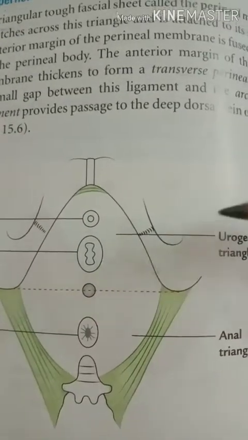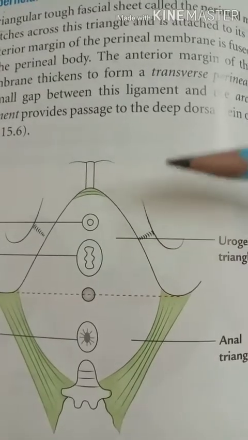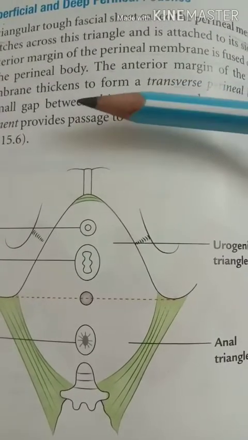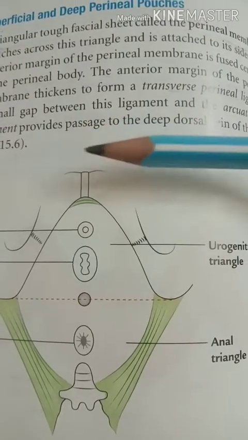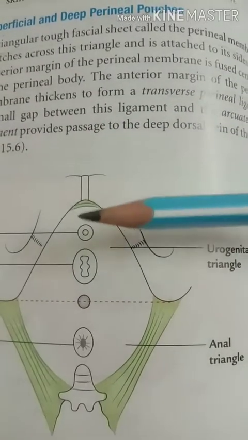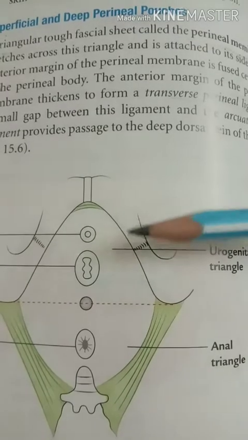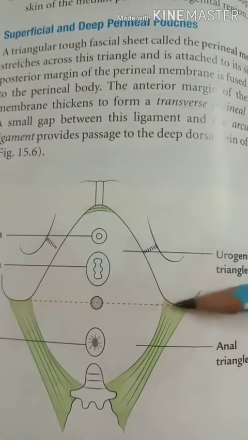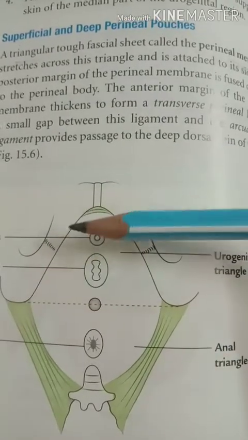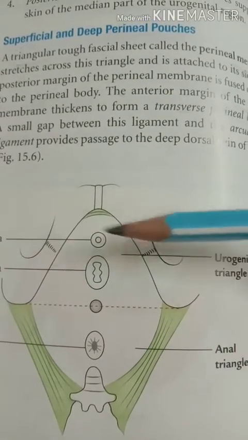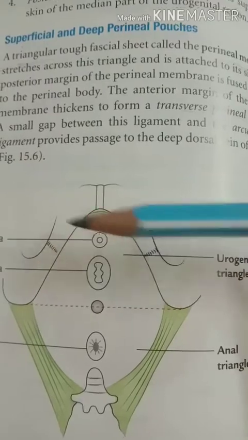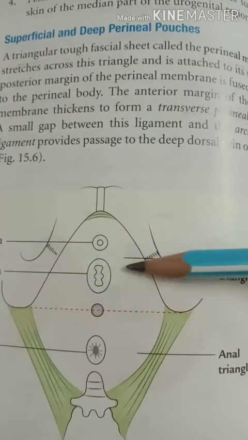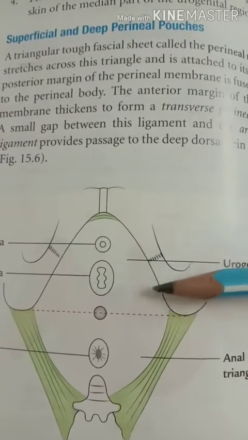So the definition: it is the triangular area present between the ischiopubic rami and in front of the horizontal line joining the anterior ends of the two ischial tuberosities. Here you can see the two ischial tuberosities, and here the two ischiopubic rami. The triangular area between these is called the urogenital triangle.